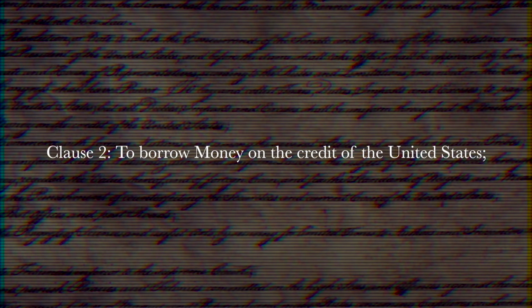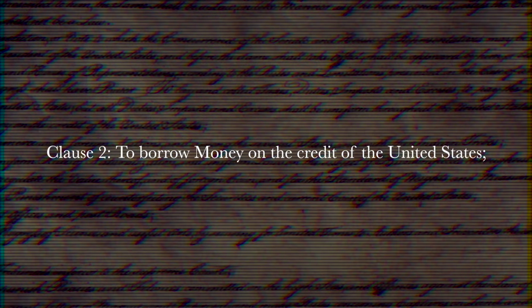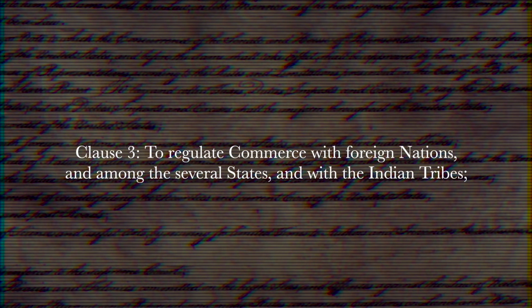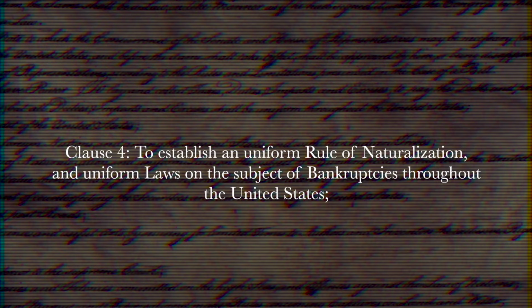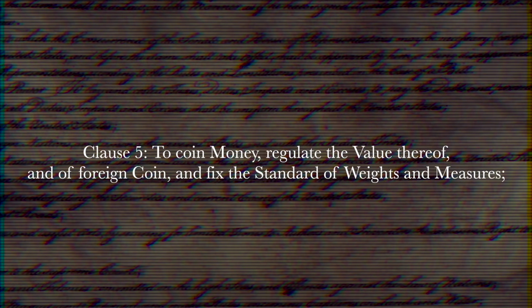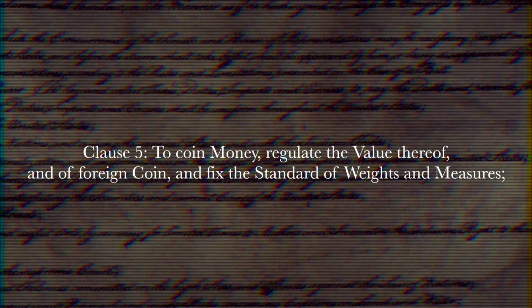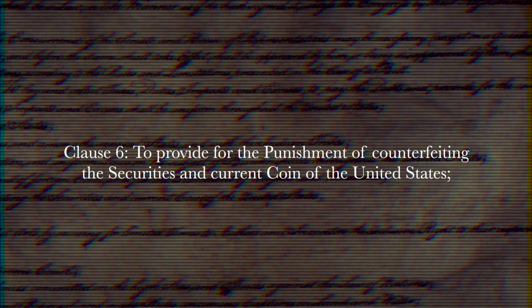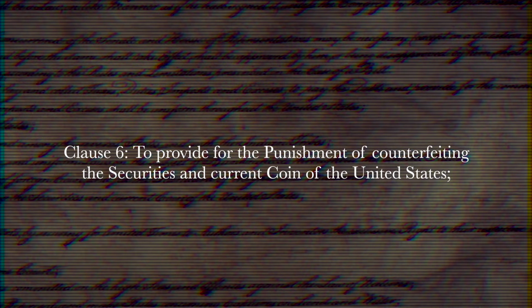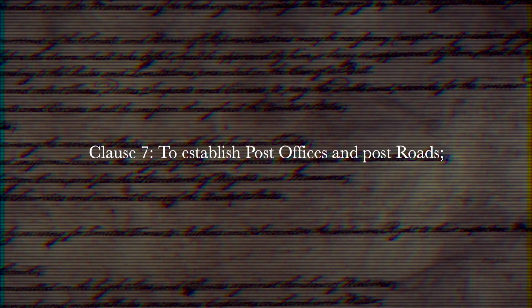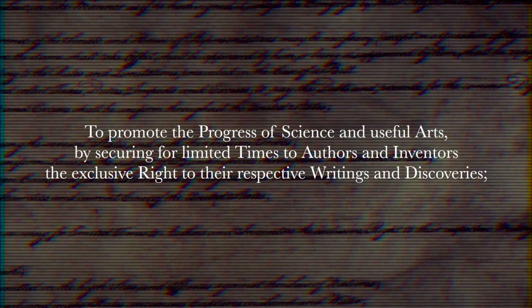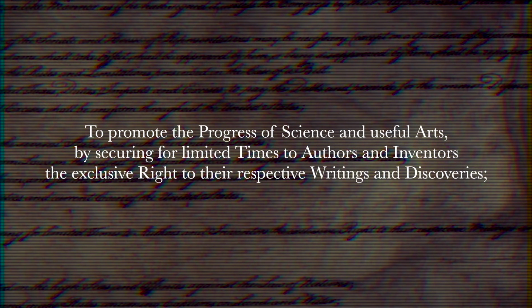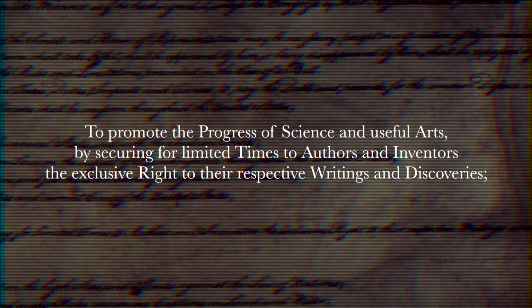The second clause says, "To borrow money on the credit of the United States, to regulate commerce with foreign nations, to establish a uniform rule of naturalization, to coin money and regulate the value thereof, and of foreign coin, and to fix the standards of weights and measures, to provide for the punishment of counterfeiting, to establish post offices and post roads, to promote the progress of science and useful arts by securing for limited times to authors and inventors the exclusive right to their respective writings and discoveries."